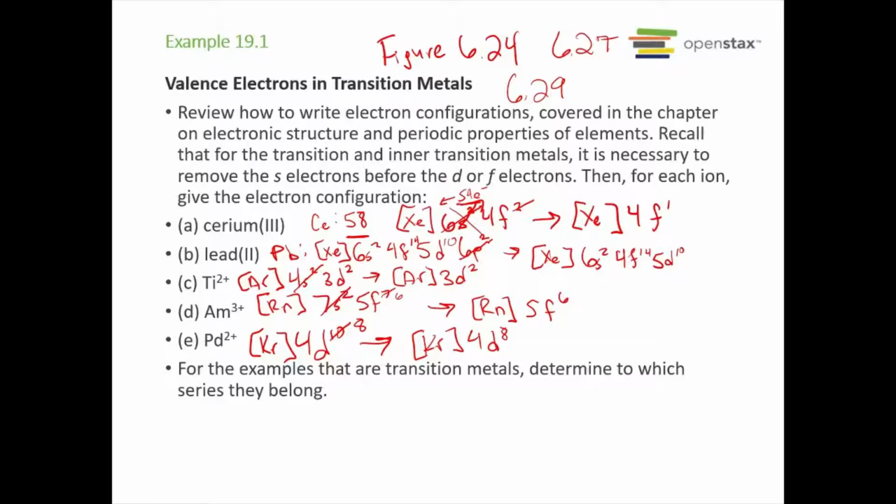So we've identified the series for all these metals also, and now we've done their electron configuration. So hopefully this helped you. I know these can be a little confusing. Just remember chapter 6 will be your best friend with these, but you should be able to do these, especially with the aid of chapter 6.